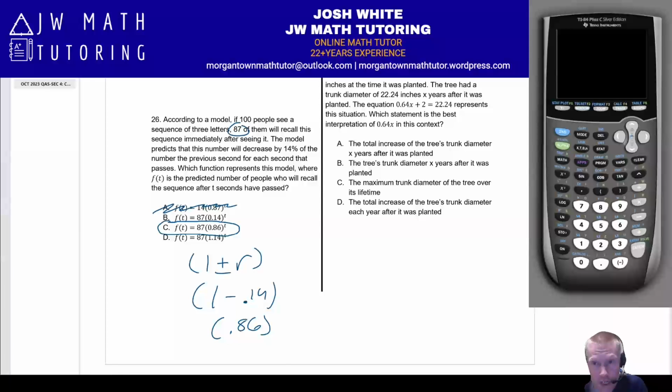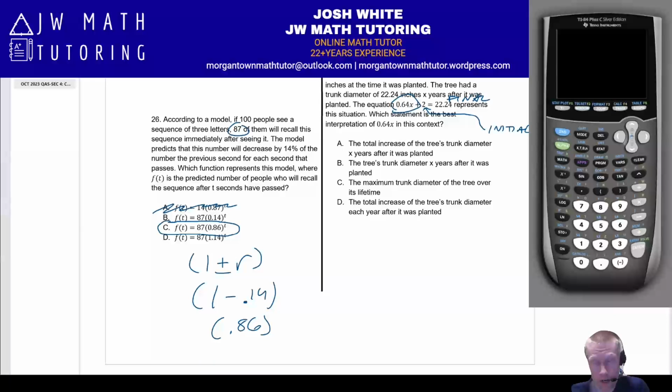So you have this tree, they know its diameter, and they give us this equation right here that tells us what its diameter is X years after it was planted. And they want to know what's the best interpretation of this 0.64x in the context. So notice 2 is the starting amount, right? It had a 2 inch trunk diameter when it was planted. Then it grew for some period of time, X years, and then after X years, it was measured. The trunk diameter is now 22.4. So this is the final amount, and 2 is the initial or the starting amount.